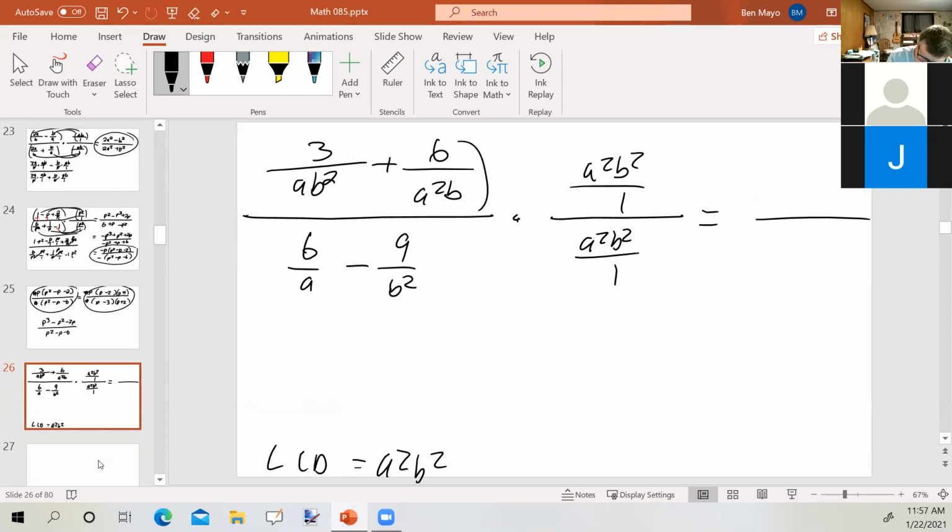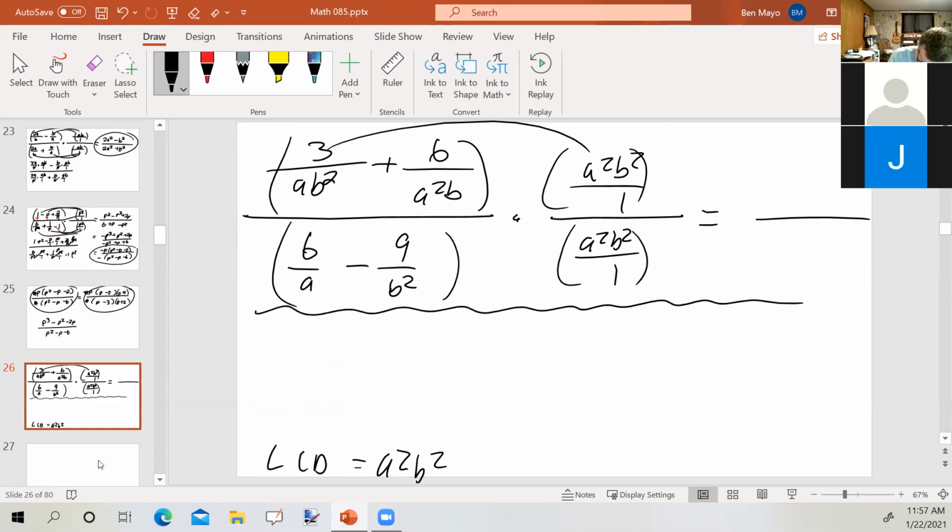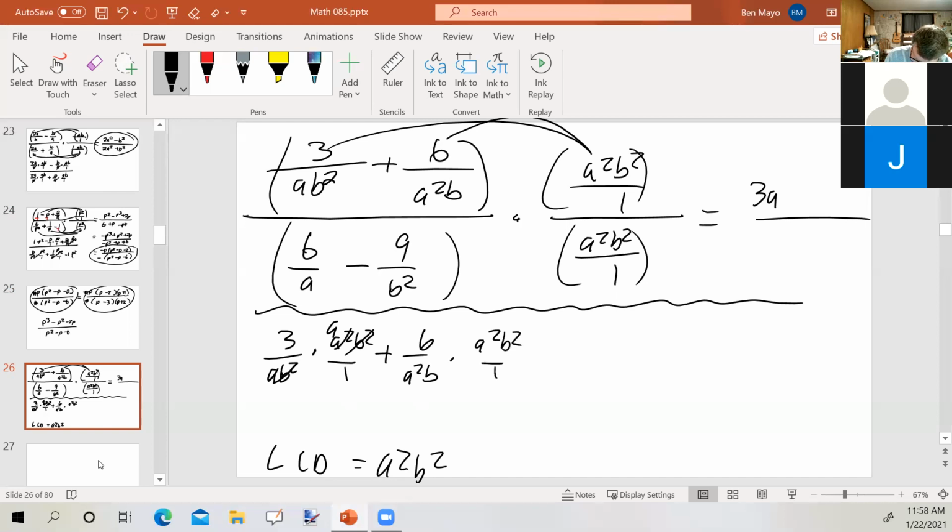All righty. So 3 over ab squared times a squared b squared over 1. A squared over a is a, and b squared over b squared reduces out, so we've got 3a plus 6 over a squared b times a squared b squared over 1. The a squareds reduce out, b squared over b is b, and we get plus 6b.